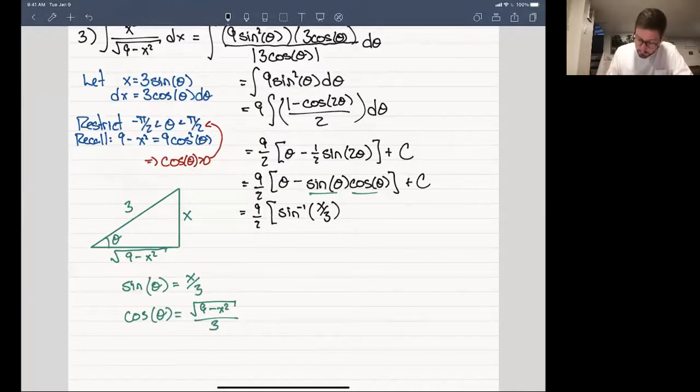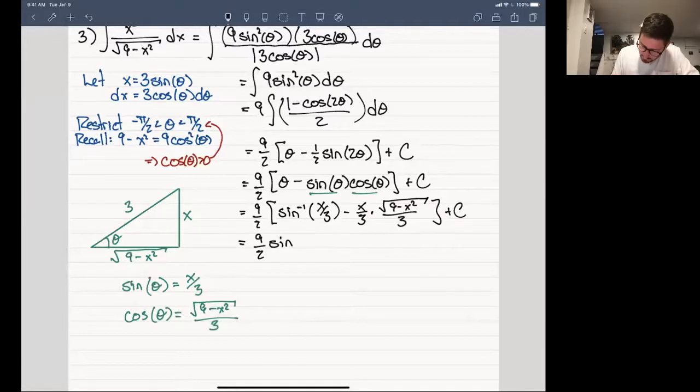And then minus x over 3 for sine theta. And then times the square root of 9 minus x squared over 3 for cos theta, plus c. And if you want to make this fancy, if you want to make it look a little nicer, we can expand out the constants here. In fact, you're going to get a 9 and then divided by 9. So the only constant left in front of this is a 1/2, and you get this.